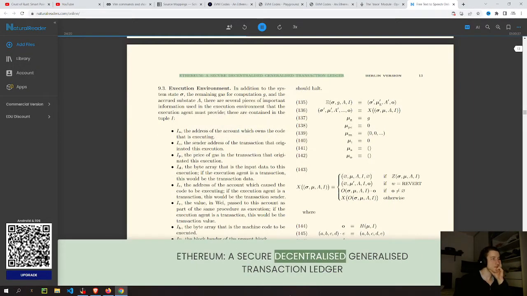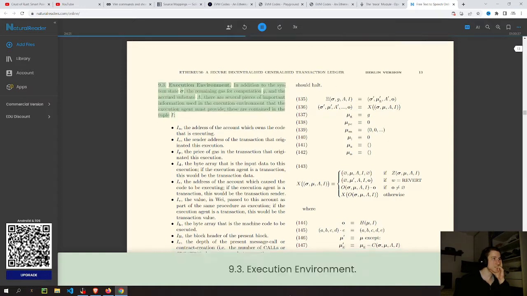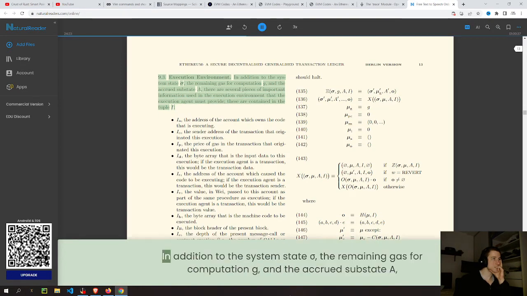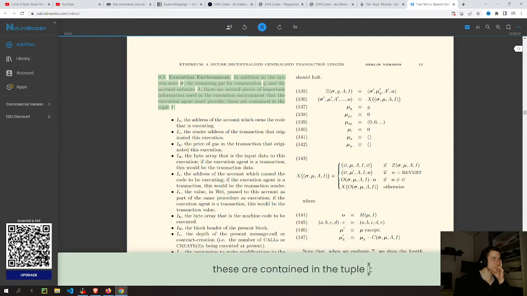Ethereum: A Secure Decentralised Generalised Transaction Ledger, Berlin version. 9.3 Execution Environment. In addition to the system state sigma, the remaining gas for computation g, and the accrued substate A, there are several pieces of important information used in the execution environment that the execution agent must provide. These are contained in the tuple I.